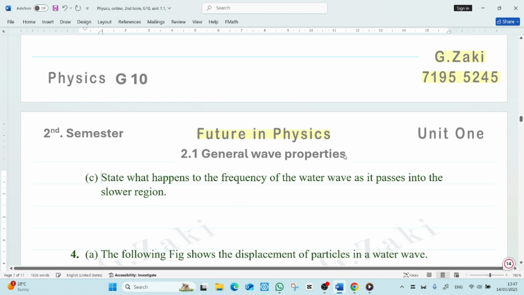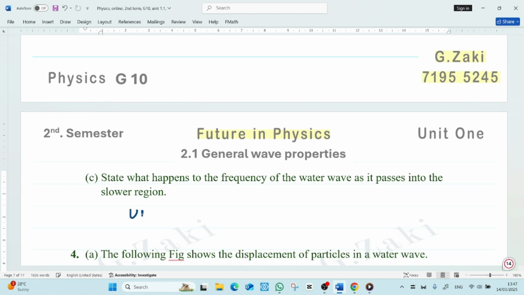State what happens to the frequency of water waves as it passes into the slower region. Unchanged, because it depends on the source of the wave. So, unchanged.